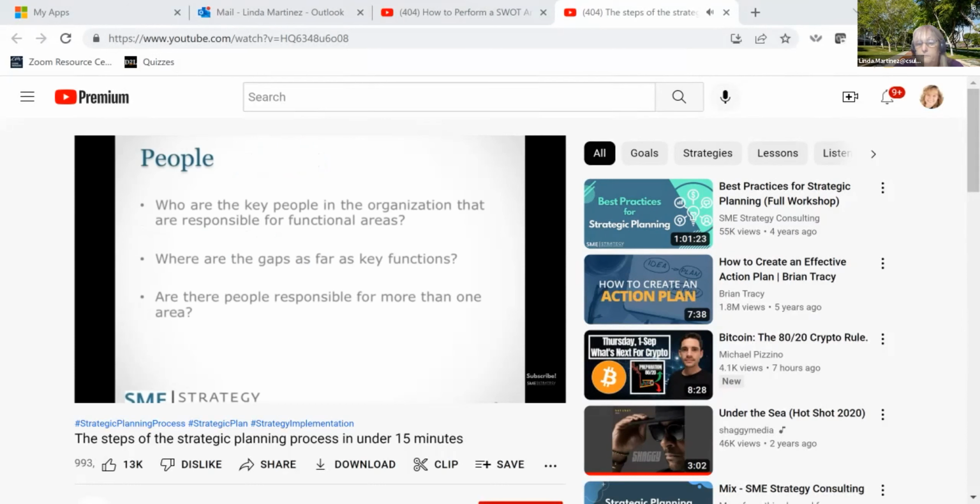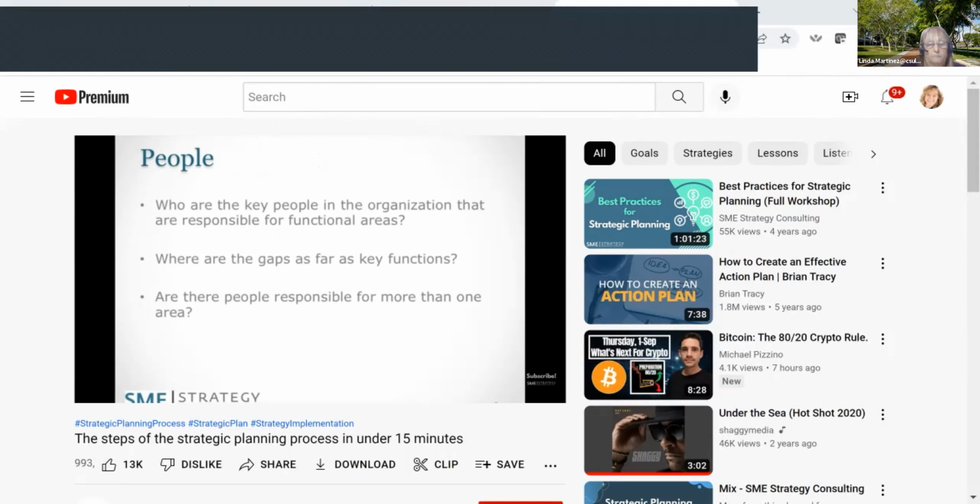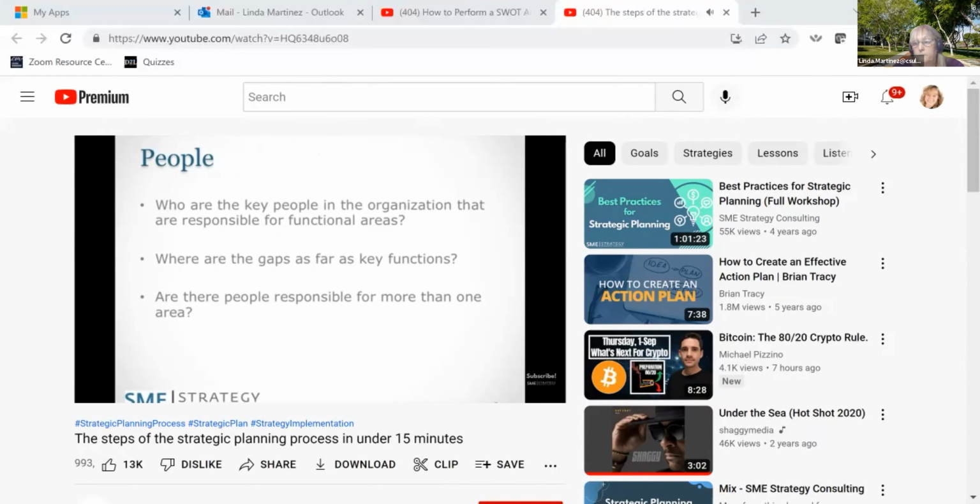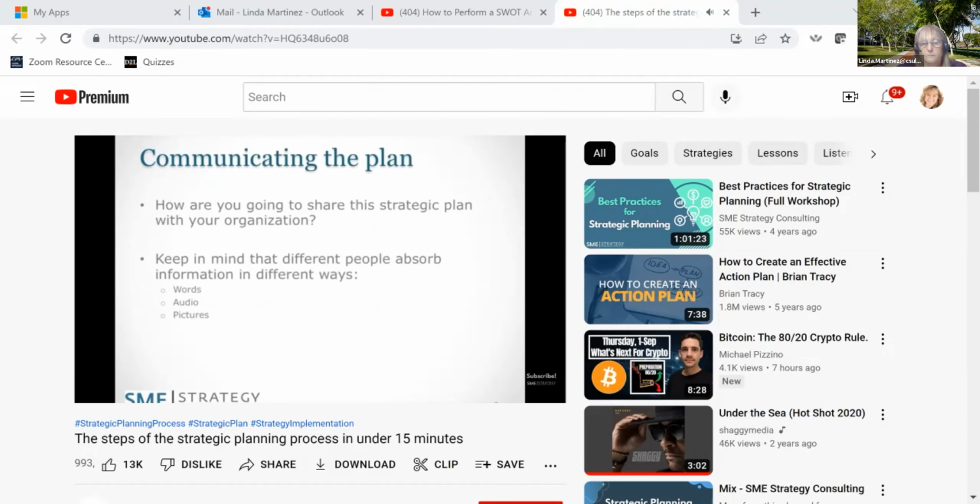There's people that you have to manage. So who are the key people in your organization that are responsible for functional areas? Where are gaps as far as key functions that you have right now? And are there people responsible for more than one area? That basically means who is going to be the human being, not the department, that is responsible for moving these strategic initiatives forward. The buck has to stop with a person, and people can be hard to manage.